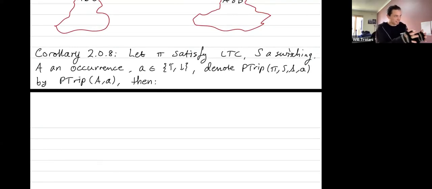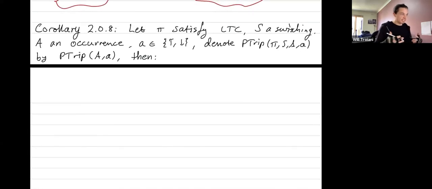Okay, so basically, this is a corollary about the structure of P-trip, just keeping in mind what we just observed. There's a whole bunch of different conditions. It's basically just a list of facts.